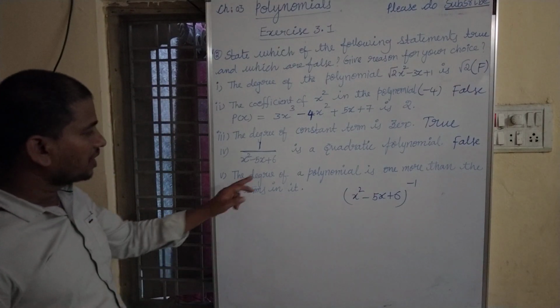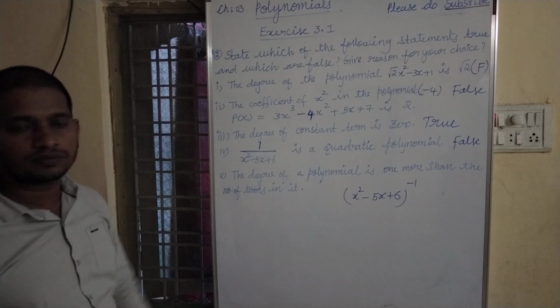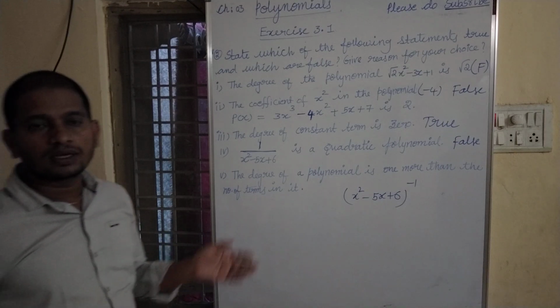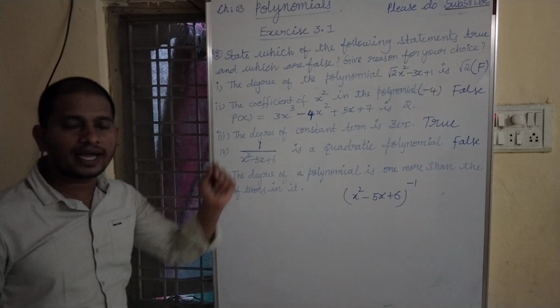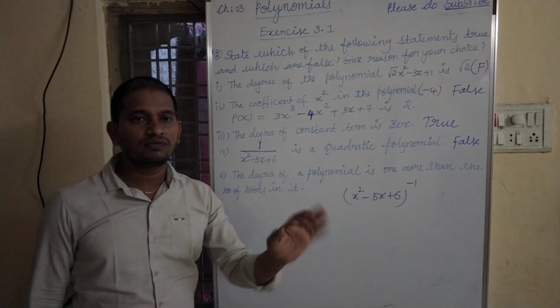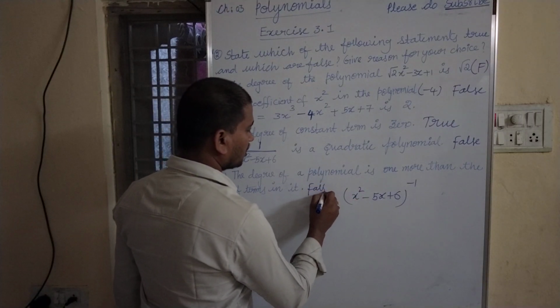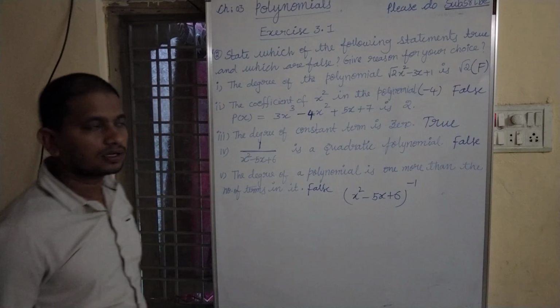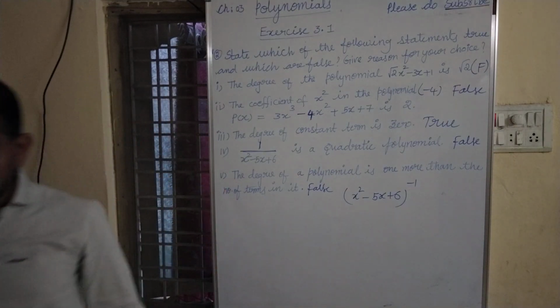Last one, the degree of a polynomial is 1 more than the number of terms in it. Which is not a correct statement. Degree is nothing but the highest power of the variable involved. But they are saying number of terms, which is not related. So which is also a false statement. Okay. So this is our second question. Now let us discuss the third question.